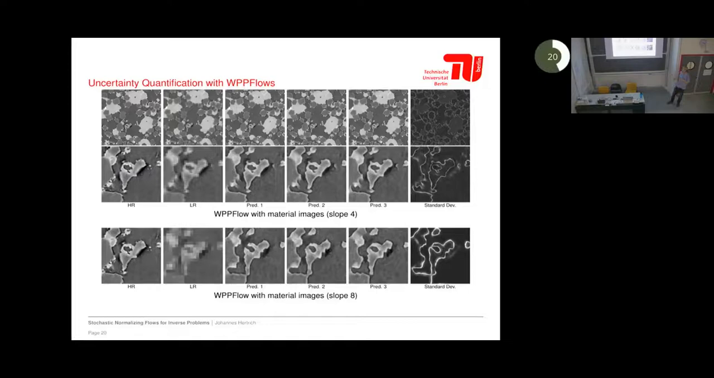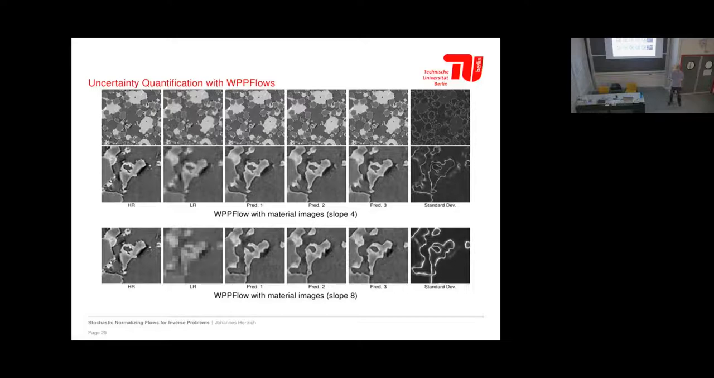Good, but the most interesting thing, I think, is that we can now do uncertainty quantification. So given one low-resolution image here, we can sample several images from our posterior distribution because we have trained a normalizing flow on it. And we can see that these different reconstructions have different properties. So this connection here is sometimes closed, sometimes open, and also this connection here in the bottom is sometimes closed and sometimes open. So we can really do uncertainty quantification here.